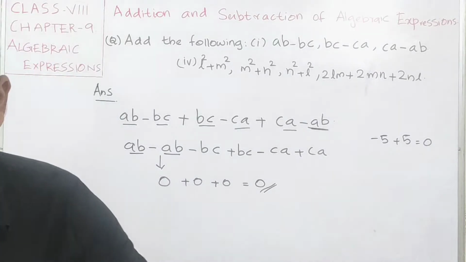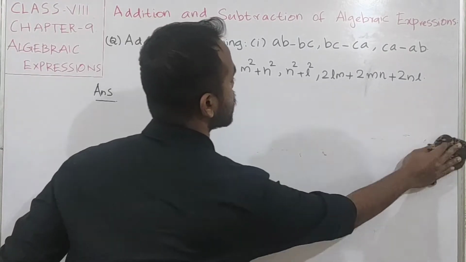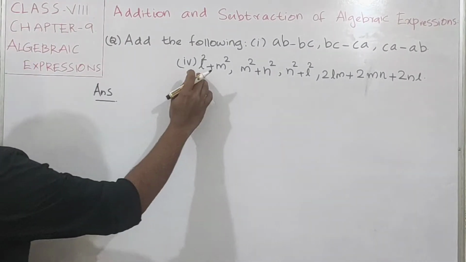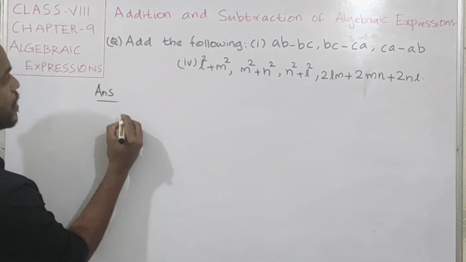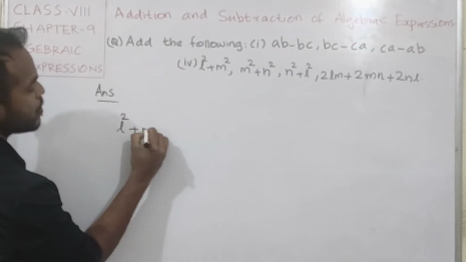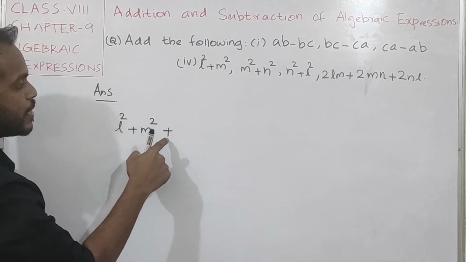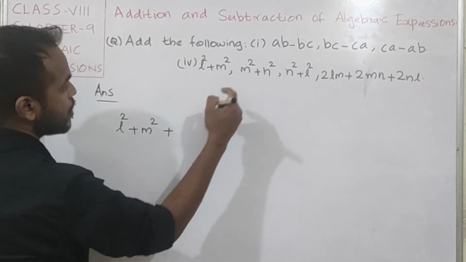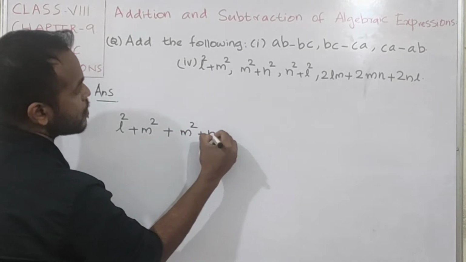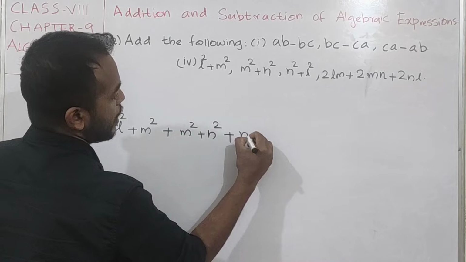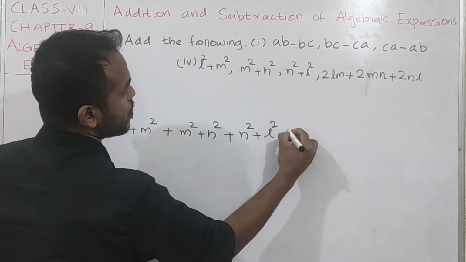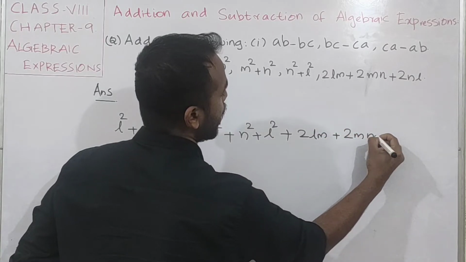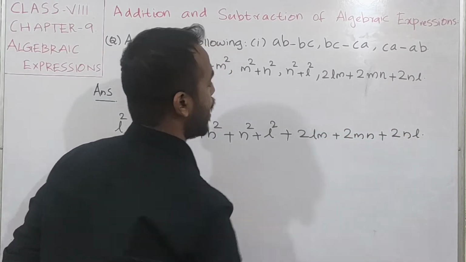Now there is another question. Let's try to solve that one also. That is the fourth question in question number 3. What does that say? To add all these terms, let's write it. First one is L square plus M square. Then I am putting the positive symbol because it was asked to add. So L square plus M square plus, the next term is M square plus N square. Then N square plus L square. Then 2LM plus 2MN plus 2NL.